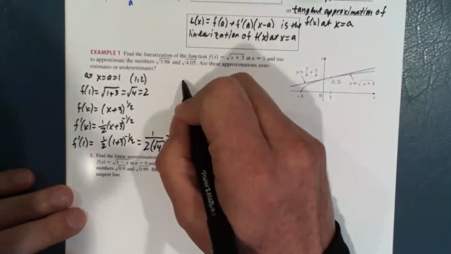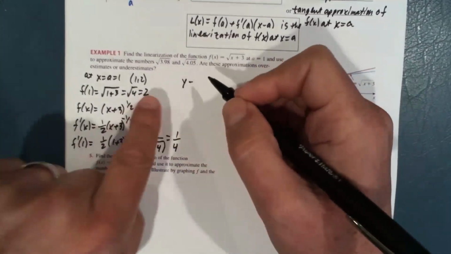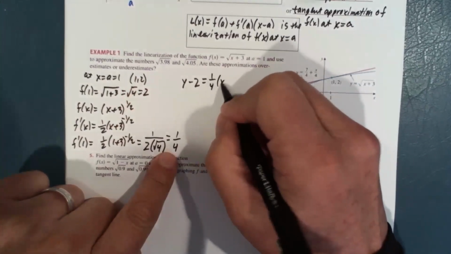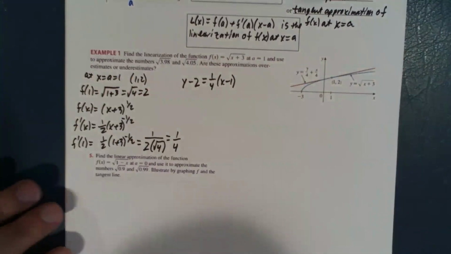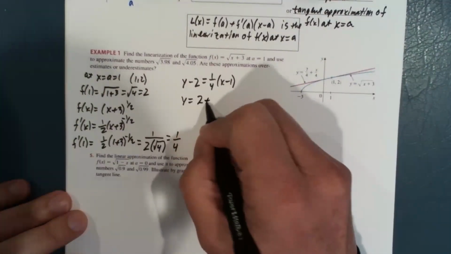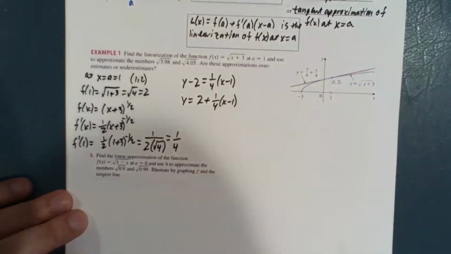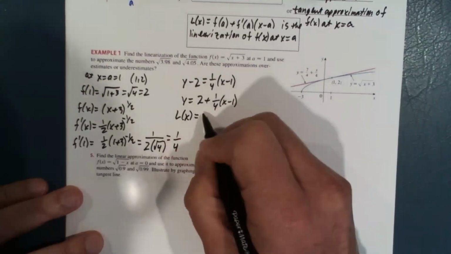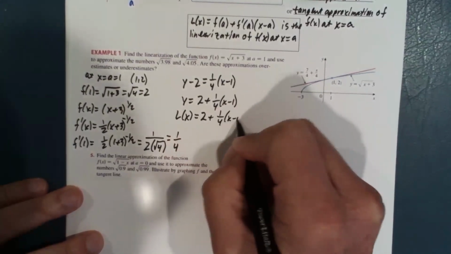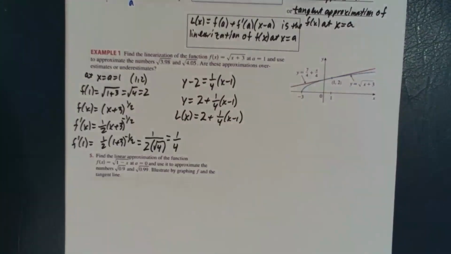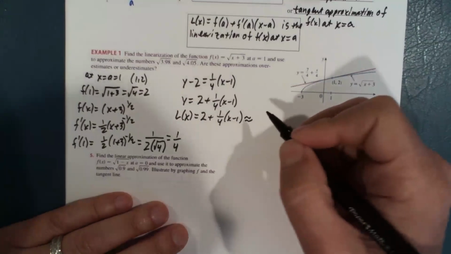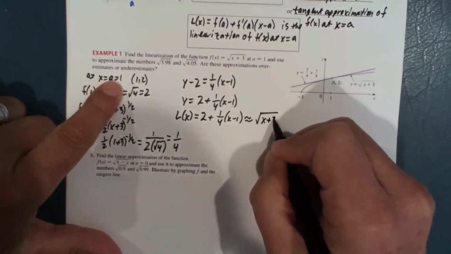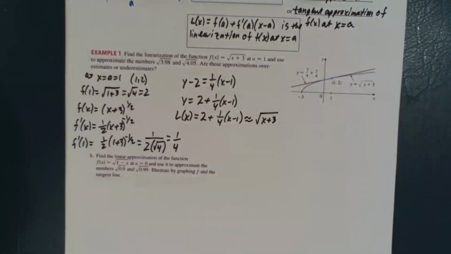So let's create our line. y minus our y value, which is 2 here, equals the slope 1/4 times x minus 1. So what we're saying is that this is our linearization: 2 plus 1/4 times x minus 1. And this is our approximation of the square root of x plus 3 only when we're very close to a equals 1. And we're going to demonstrate that.